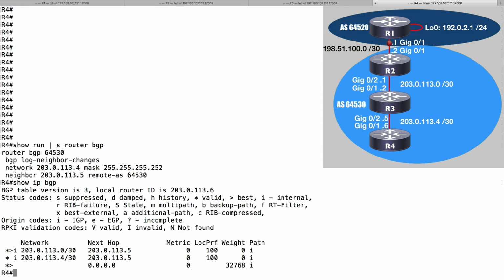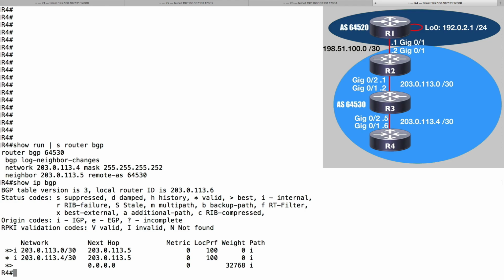And look at that. We have not learned about the 192.0.2.0/24 network. We've not learned about the 198.51.100.0/30 network either. And the reason is R3 didn't want to tell us about them, because R3 learned those from an iBGP neighbor. It learned them from R2. So it doesn't tell us.